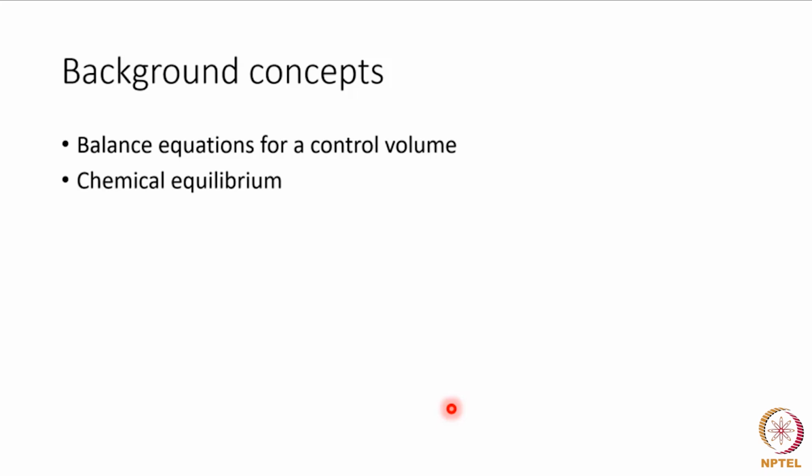Some background concepts that we will require as a part of this chapter are as follows. We need to revise the balance equations that we have written for a control volume in the earlier units on heat transfer and fluid flow. We will have to revise what is called chemical equilibrium from thermodynamics. We will have to bring in the reaction equilibrium concepts from thermodynamics. We will use these concepts directly to write some expressions in the equations that we need in this chapter.